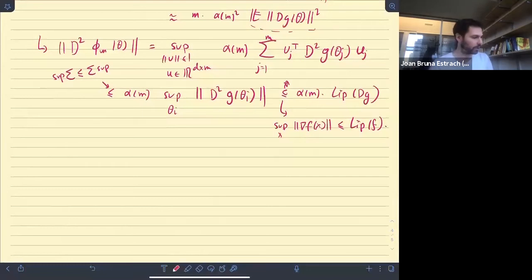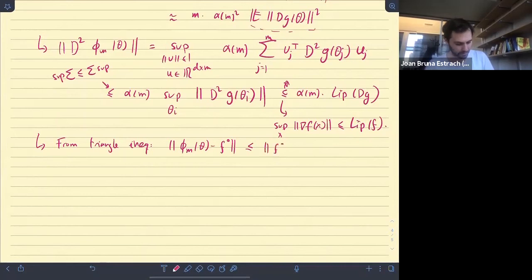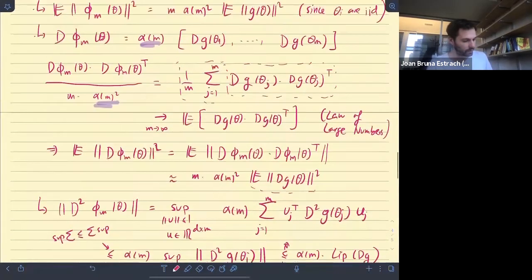All right, so now we can put it all together. The last thing we know is that, of course, from the triangle inequality, the original error that we have, the error at time zero, theta minus f star, I can upper bound in a way that is pretty brutal, but just the sum of the norms. Okay, so we already have a control here, right?